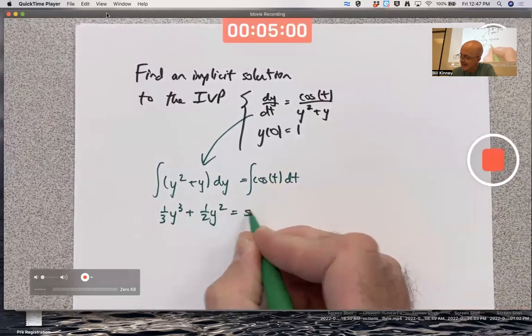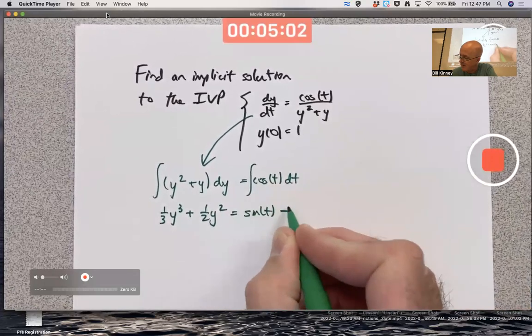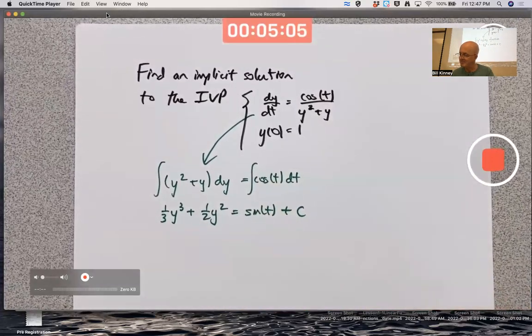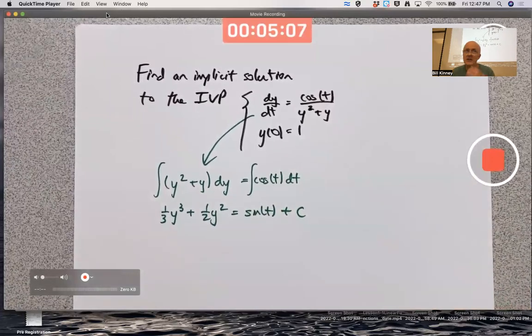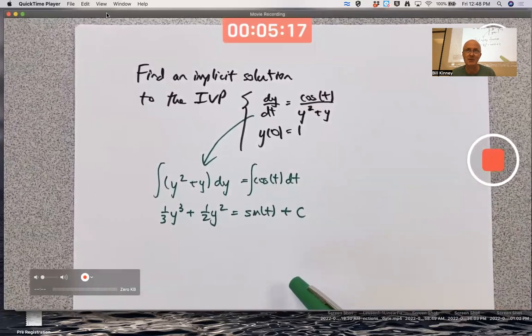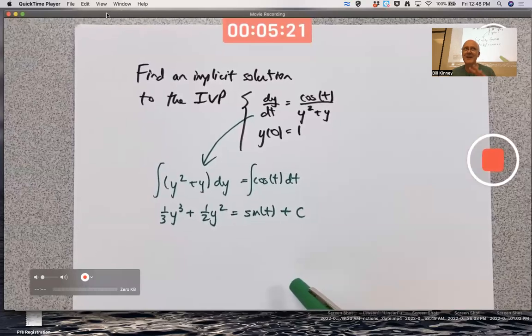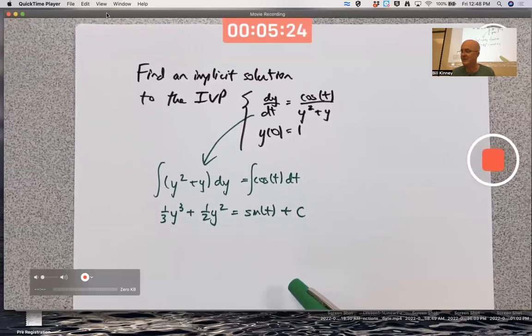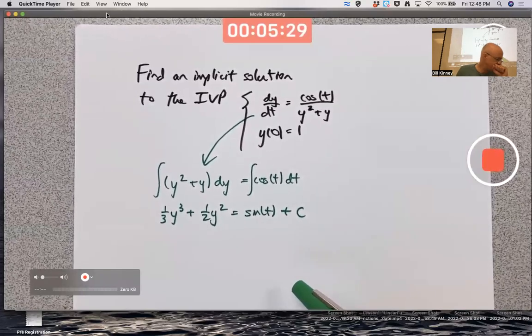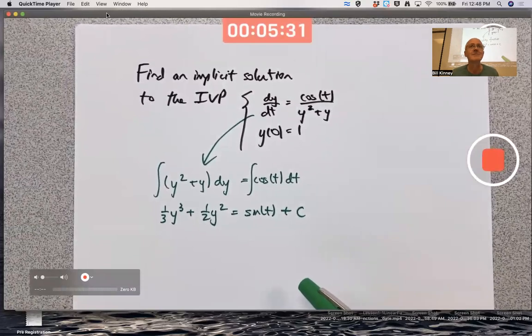Integrate cosine of t, you'll get sine of t. Yeah, let's put our plus c over there on the right. That you could call a general implicit solution. Why do we call it implicit? It's because we haven't explicitly solved for y. Do we want to try to explicitly solve for y? Probably not. Cubic equations, they're theoretically solvable for y as a function of t here, but it's not very pleasant. Maybe we'll see if Mathematica can do it, but it's not a pleasant thing.